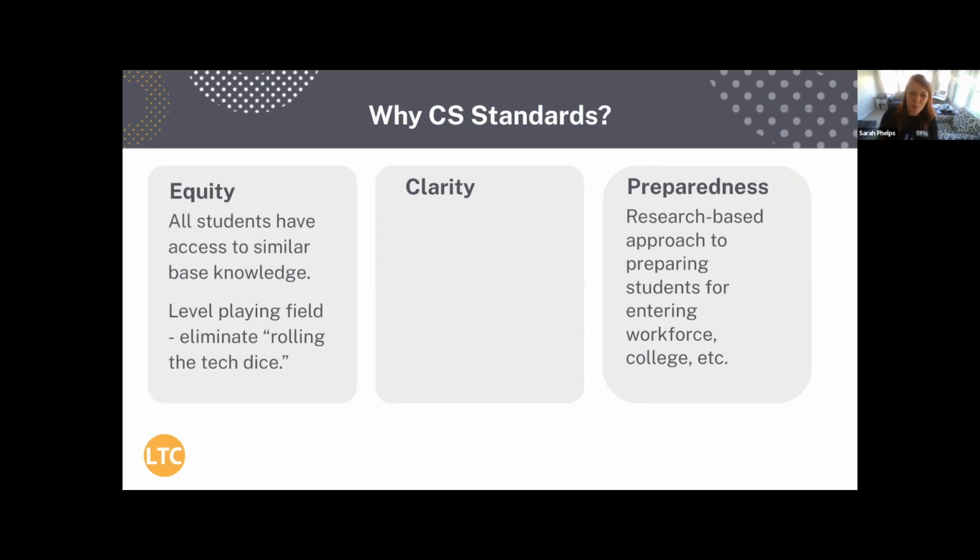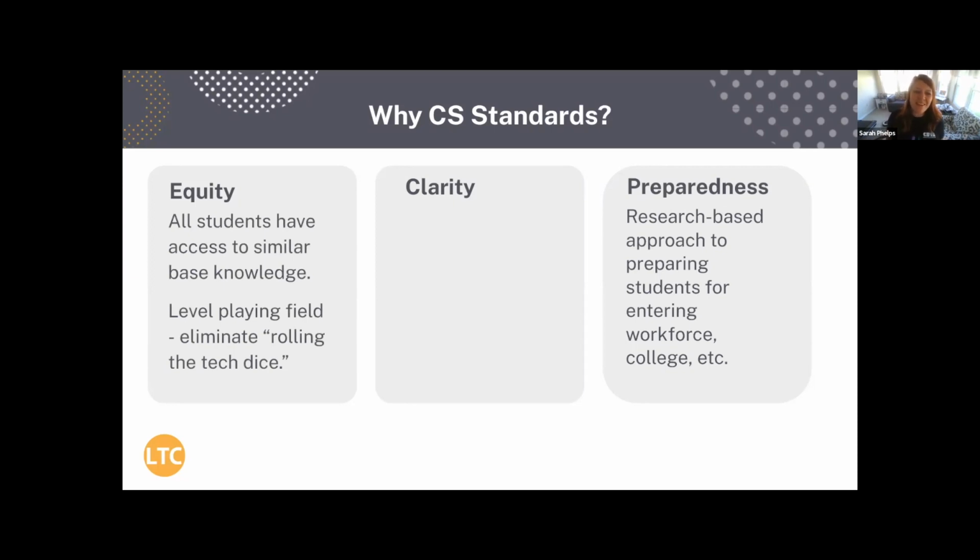Another important thing for these computer science standards is to tackle this equity issue. Computer science is not new in public education. There are places that have been teaching it, but without standards and without any sort of guidance from the state, it hasn't necessarily been a priority. We know that in education, we have tons of priorities, and sometimes we have to pick and choose.